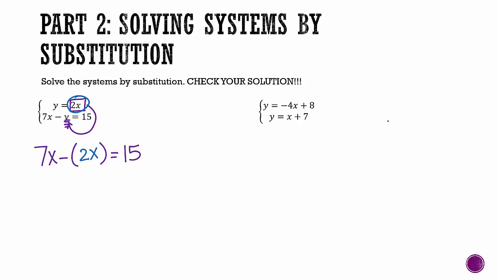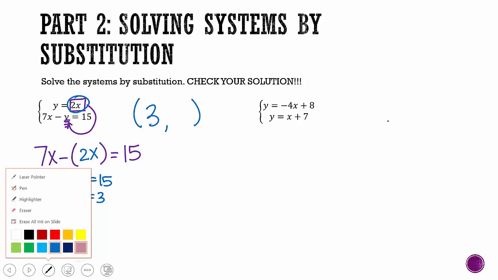And now if you look, what we've done is turned an equation that had 2 variables into an equation with just 1 variable, and we all know how to solve this. 7x minus 2x gives you 5x. If we divide both sides by 5, we get x equals 3. So remember, our solution is a point. We need an x and a y. So far, we have the x part, but we need to find the y.